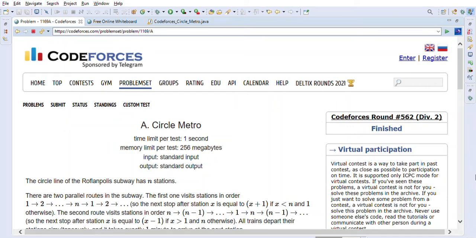Hi friends, welcome back. Today we are going to solve Codeforces problem, Circle Metro.